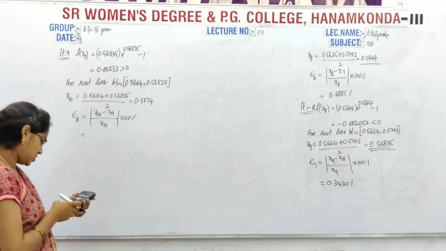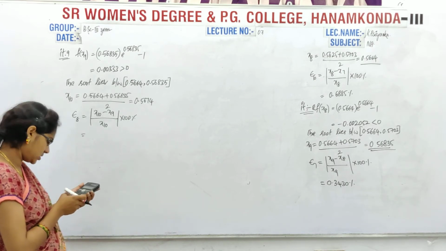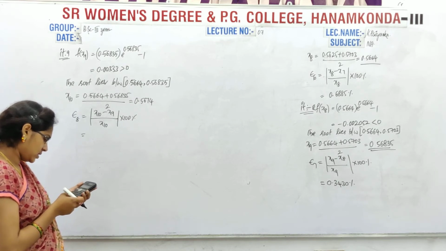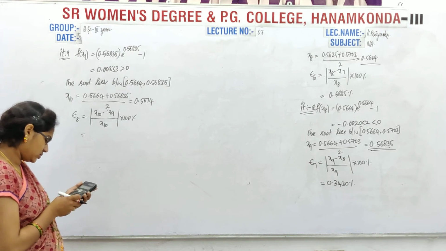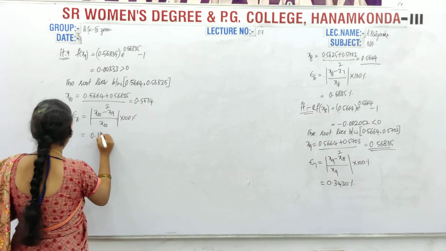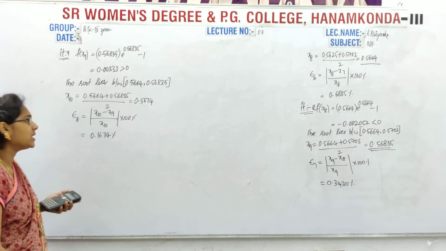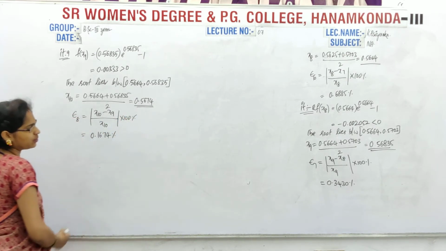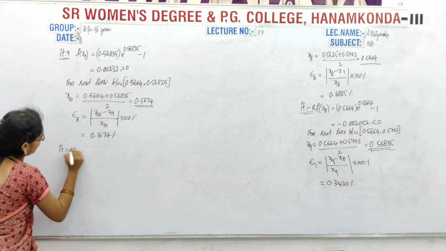Now, 0.5674 minus 0.56835 divided by 0.5674 into 100. Now of course here we get 0.1674 percentage. Right? So now again here we have that 0.5674 only. That's why we have to go for the next iteration, number 10.